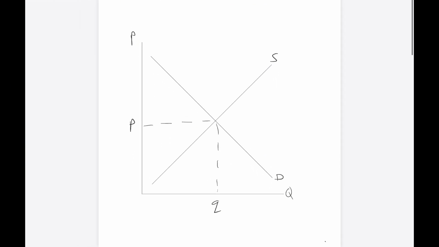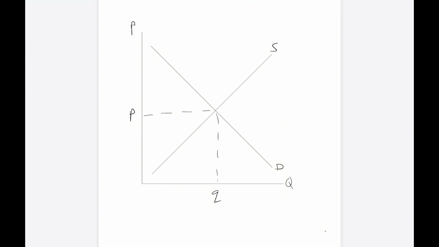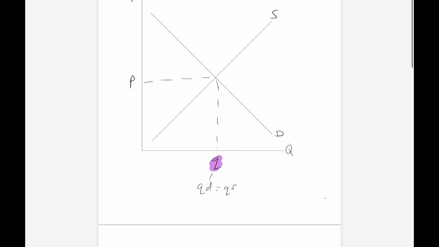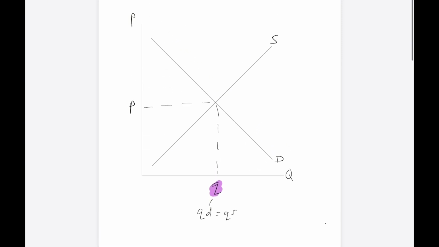So this here, we can see the market is at equilibrium because the quantity demanded and the quantity supplied are at the same point. The quantity demanded equals quantity supplied at Q, which means the market is at equilibrium. Let's say now that there has been an increase in price from P to P1.